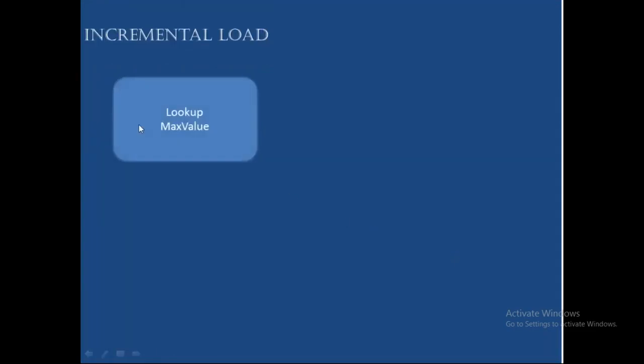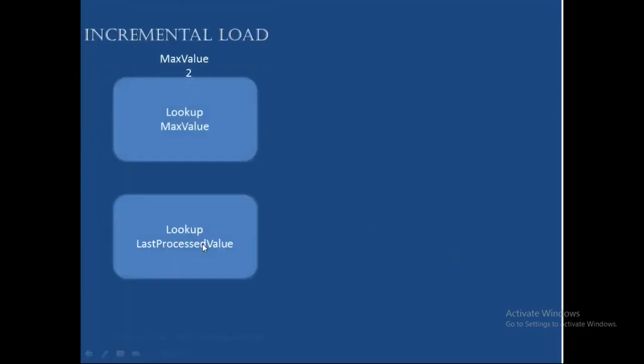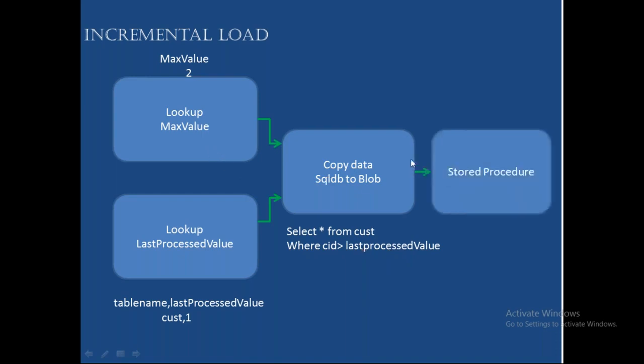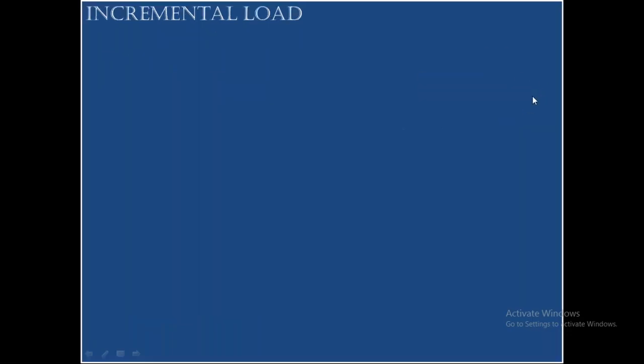You see here, incremental lookup. So max value is 2, lookup last processed value is 1. When you send these two values to the copy activity, select star from cast, where CID greater than last processed value. Last processed value is 1. Greater than 1 means only one record will come. That one record you are going to copy to the blob storage. Then you are going to update your last processed value to 2, because up to 2 records you copied.